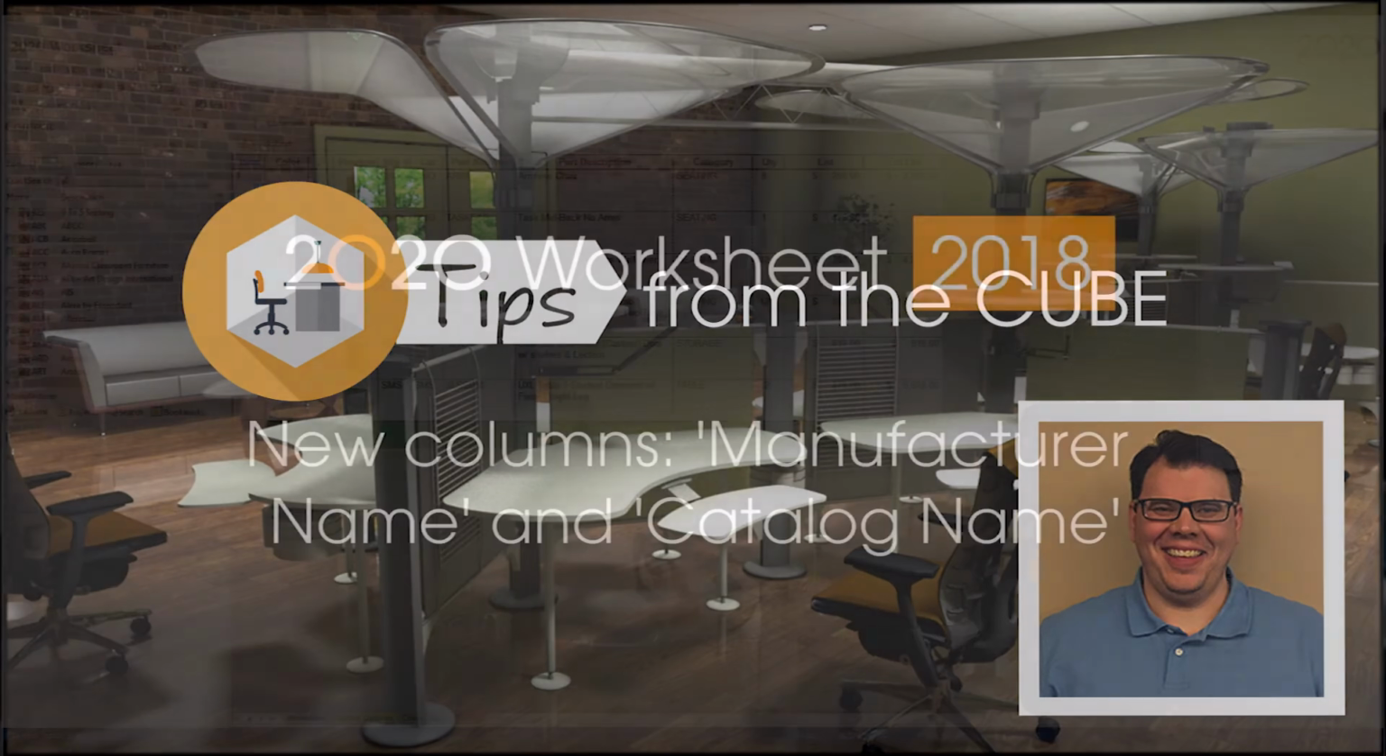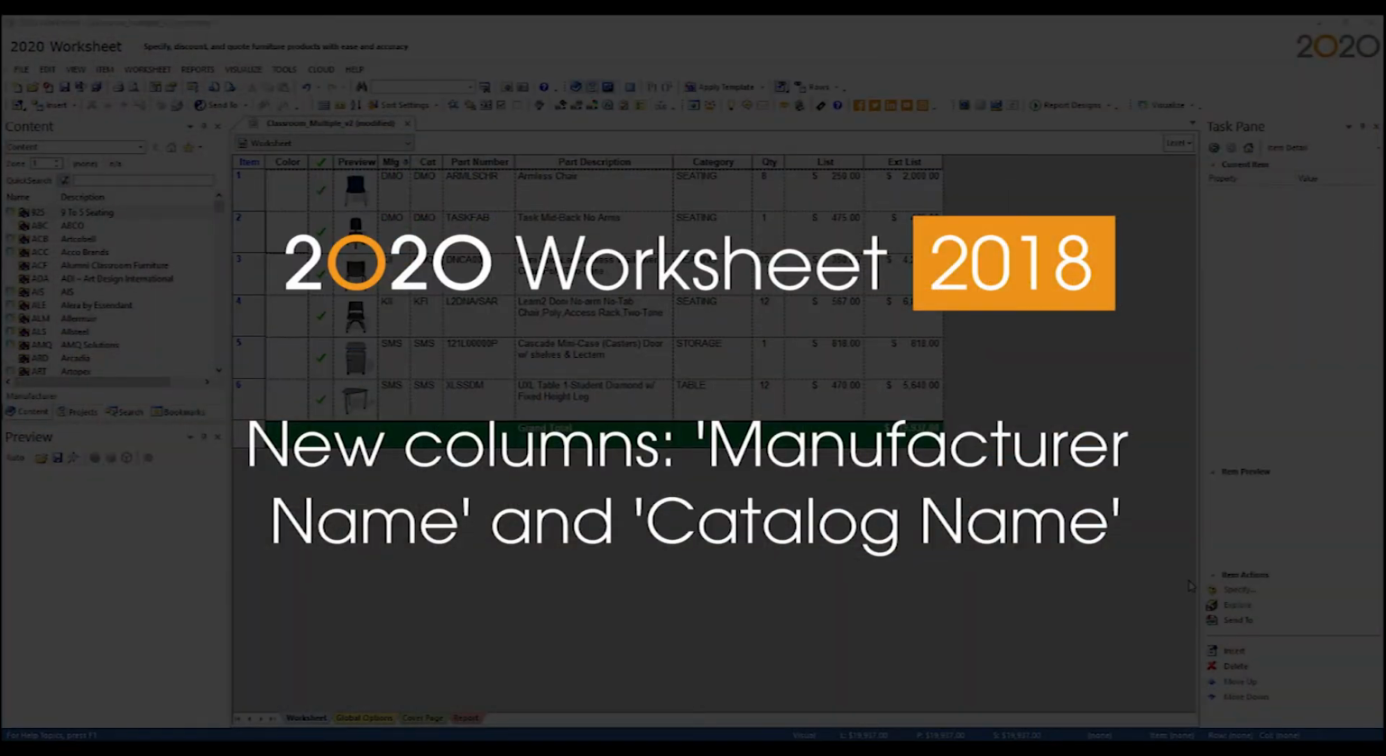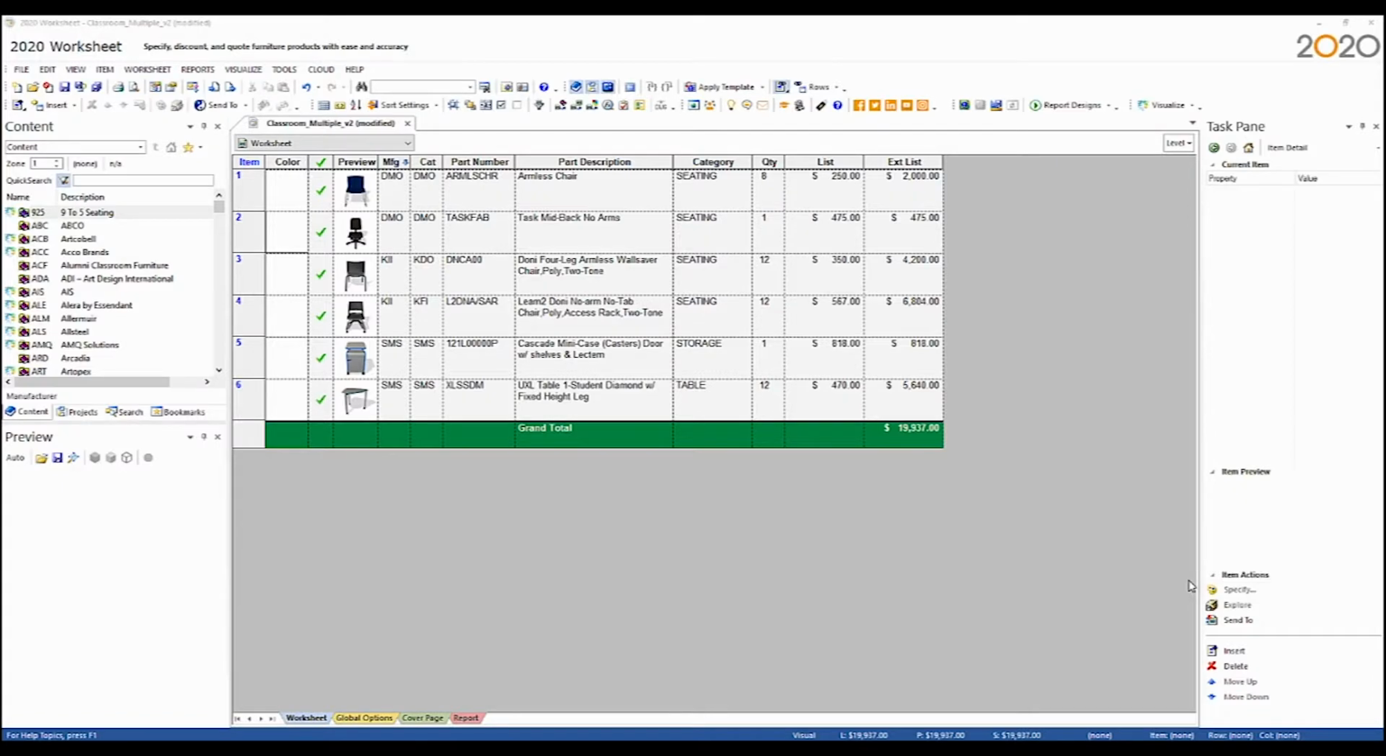This video will go over two new columns that we are adding for the 2018.0 release. In this release, we'll be adding a column called Manufacturer Name and a column called Catalog Name. The reason that we're adding these columns is to make it easier for you to create specifications and quotes for your end user, for your customers.